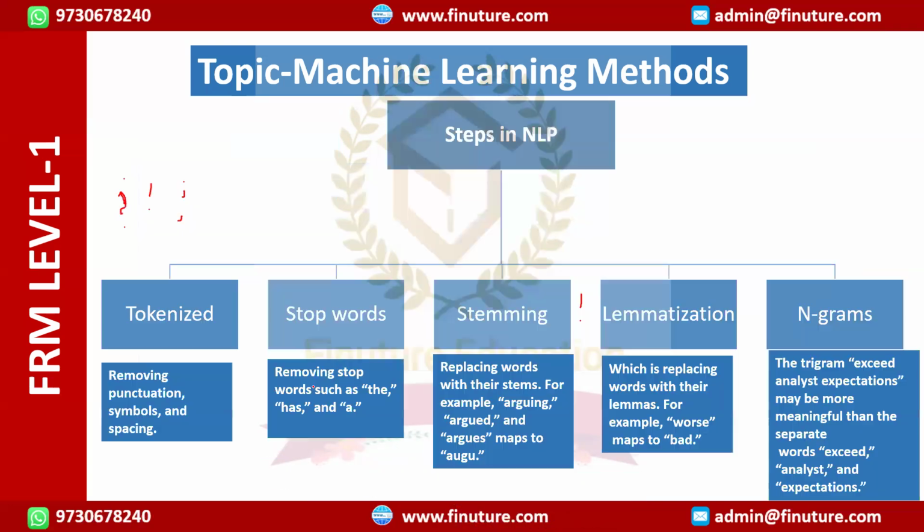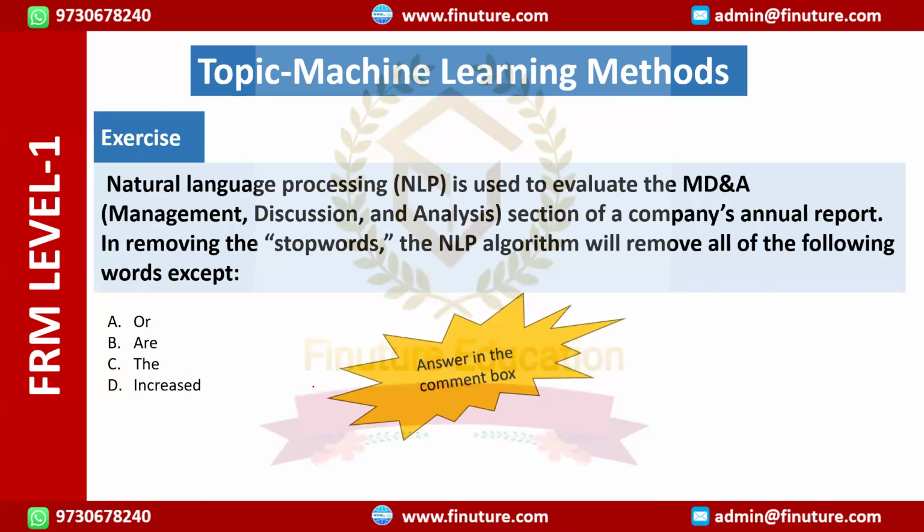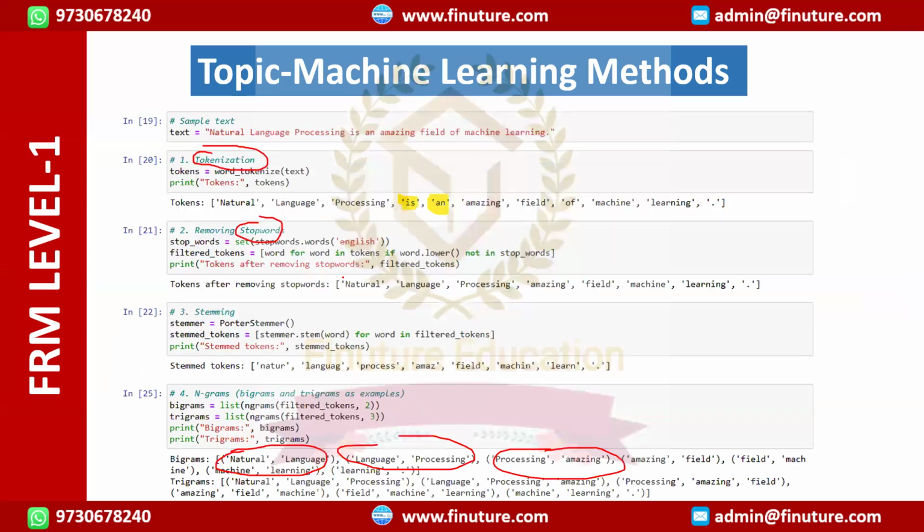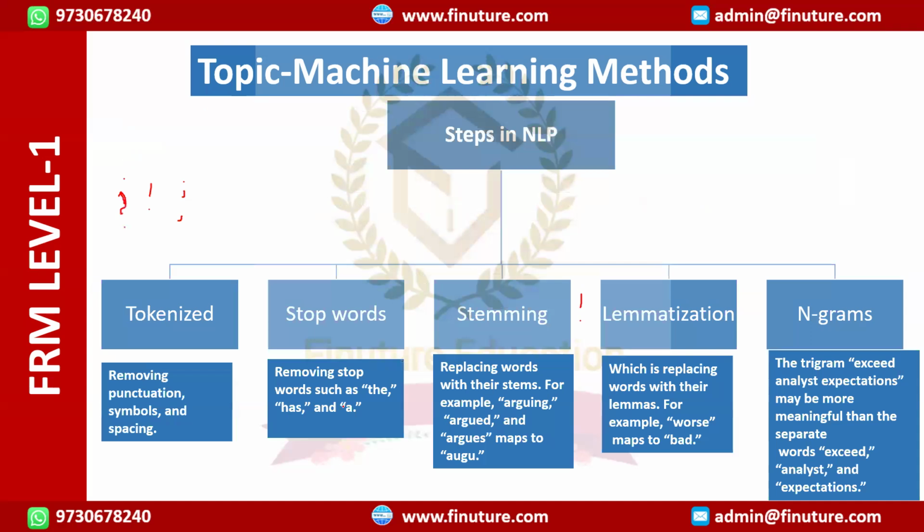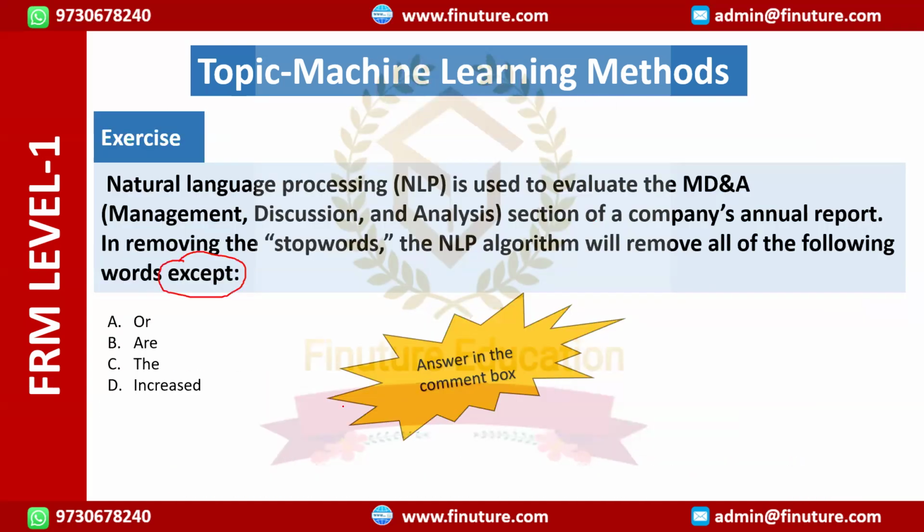And if you're interested, we have one more question on the screen. Natural language processing is used to evaluate the management discussion and analysis section of the company annual report. In removing stop words, the NLP algorithm will remove all of the following except. Basically in stop words, you try to remove stop words, so you need to identify which one out of these is not a stop word. This is an exercise for you.